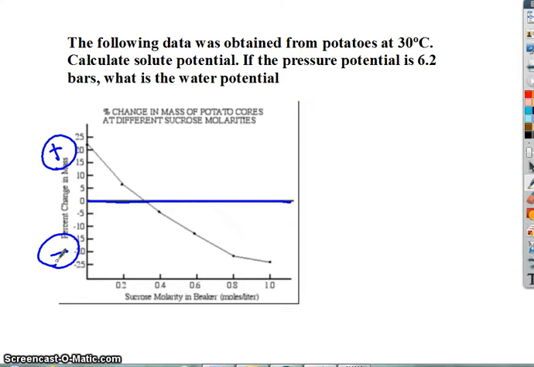The idea is when you graph this, these are your increasing molarities. When you graph it, you want to see where it crosses the x-axis, because that would be your estimate of what would have been an isotonic solution for the potatoes. They technically shouldn't have gained or lost weight at that molarity. So for this particular one, that molarity is 0.3.